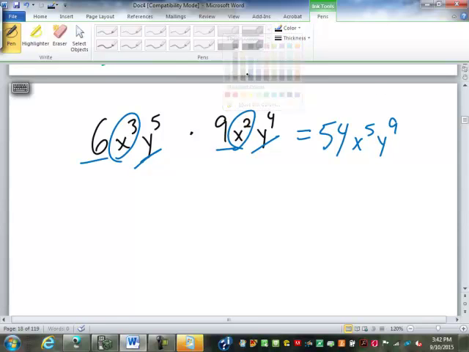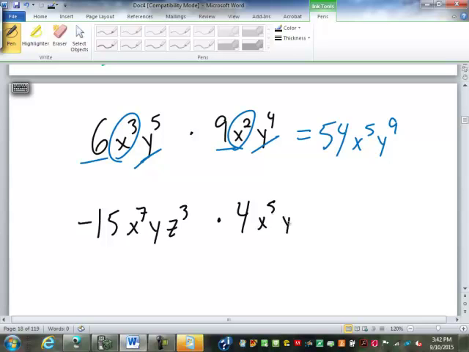Perfect. So if I have a negative 15 x to the 7th, y z to the 3rd, times 4, x to the 5th, y to the 5th, z to the 4th. What do I get? I'll have you guys try that one quick on your paper.